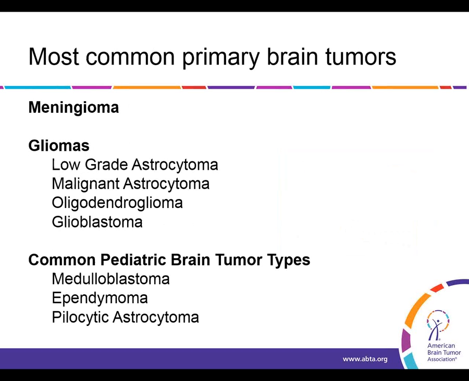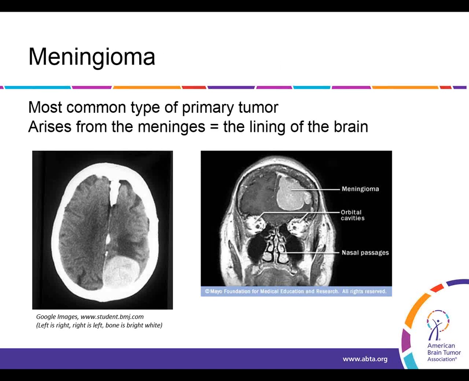The most common tumor types of the primary tumors are meningioma and glioma. Glioma includes low-grade astrocytoma, malignant astrocytoma, oligodendroglioma, and glioblastoma. Now, the more common pediatric tumor types include medulloblastoma, ependymoma, and pilocytic astrocytoma. Meningioma is the most common type of primary tumor.